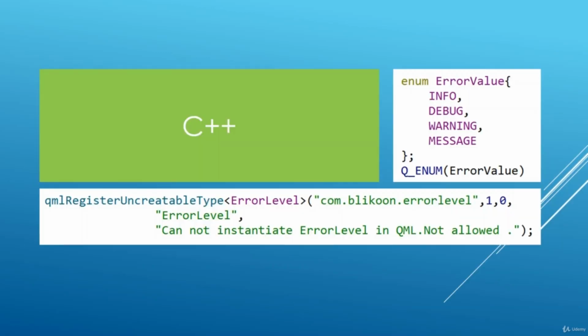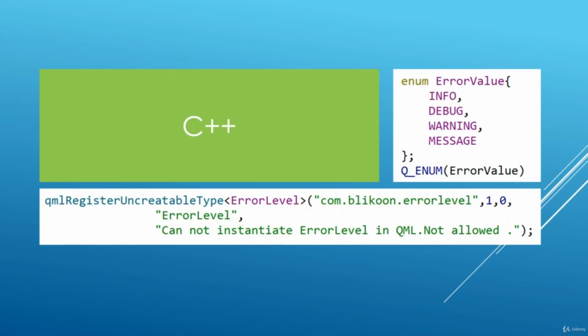This is actually very easy, and it is not very different from what we've been doing so far. You create your enum like this. It's a normal enum. The only special thing you need to do is to decorate it with the QEnum macro like this and pass in your enum inside.